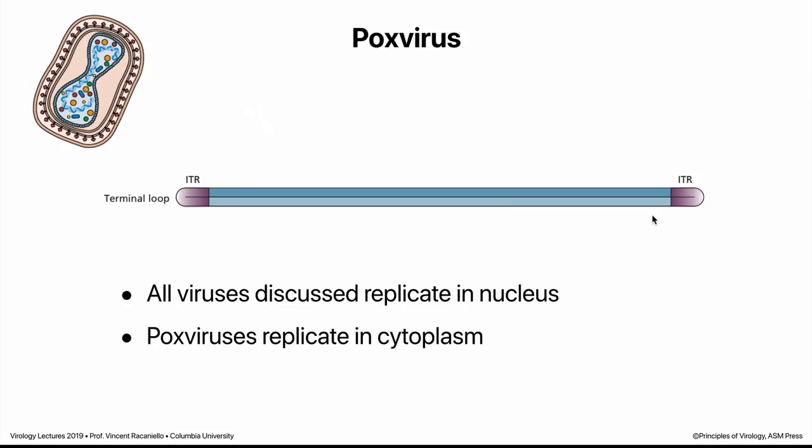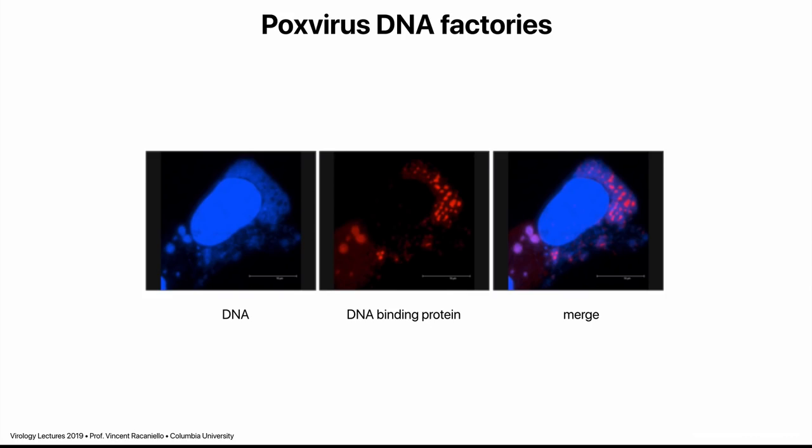And of course, this is the one virus we talk about that replicates in the cytoplasm. All the other viruses replicate in the nucleus. So poxviruses have to encode most of the DNA replication machinery, but not all. They do get something still from the host. So here's an experiment which shows you where the DNA is replicating in the cytoplasm of the host cell. And we call these DNA factories.